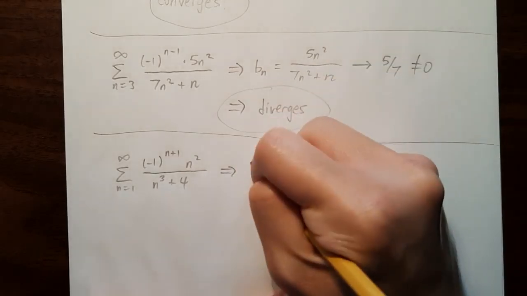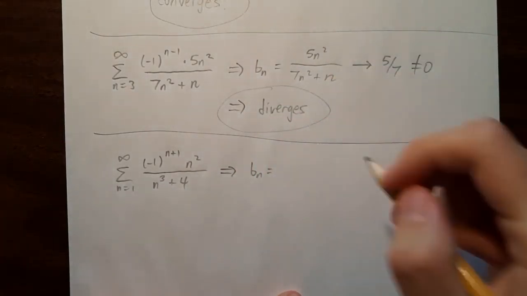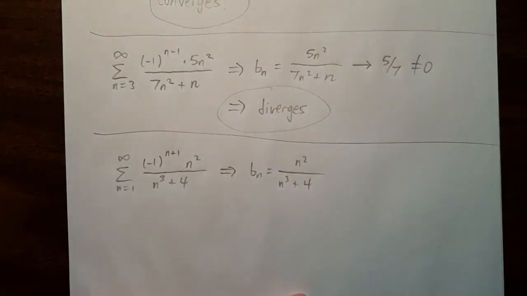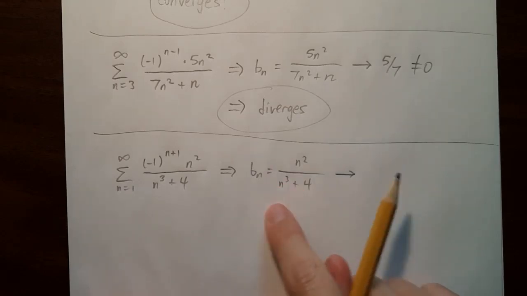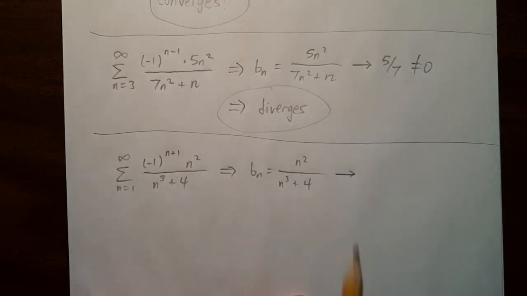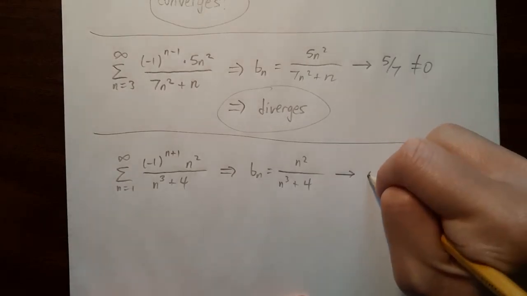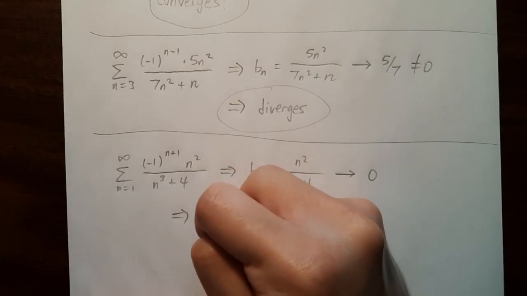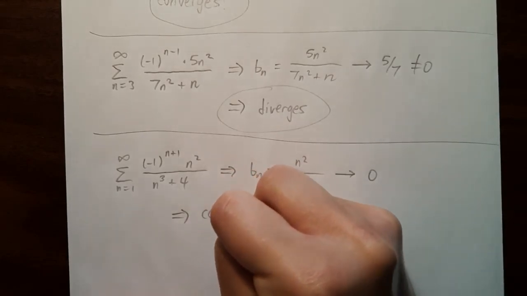So, take the non-alternating version b sub n, that's n squared over n cubed plus 4. And take the limit. In this case, this is a bottom-heavy rational function. The degree on bottom is greater than the degree on top. So in that case, the limit is just going to be 0. And because this is an alternating series, the terms going to 0 in magnitude is enough for us to conclude: yep, it converges.